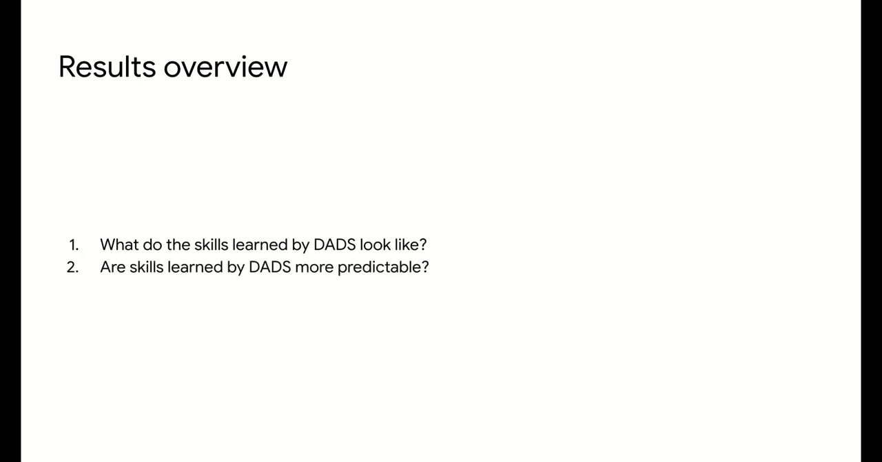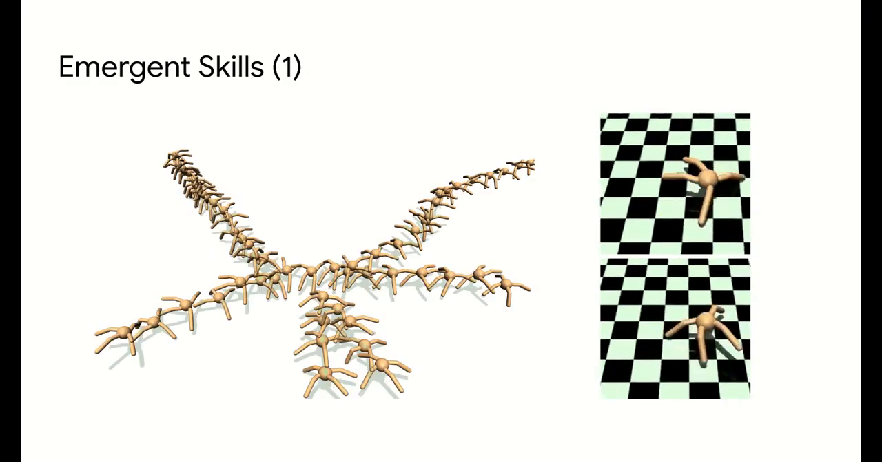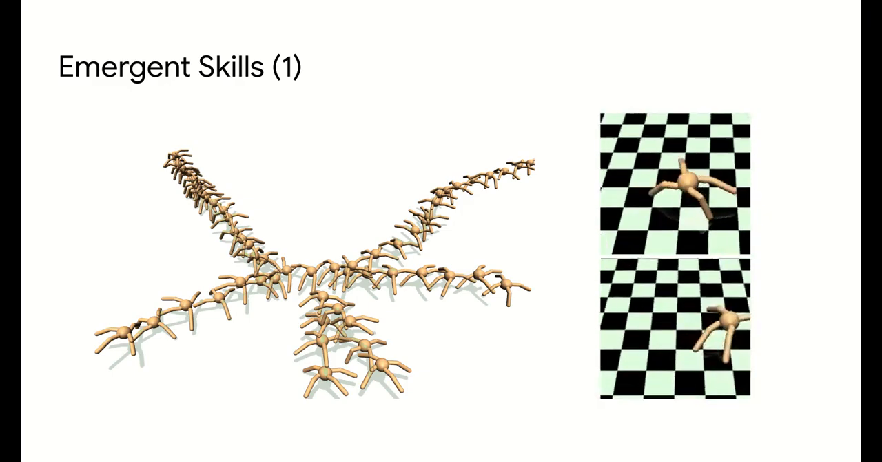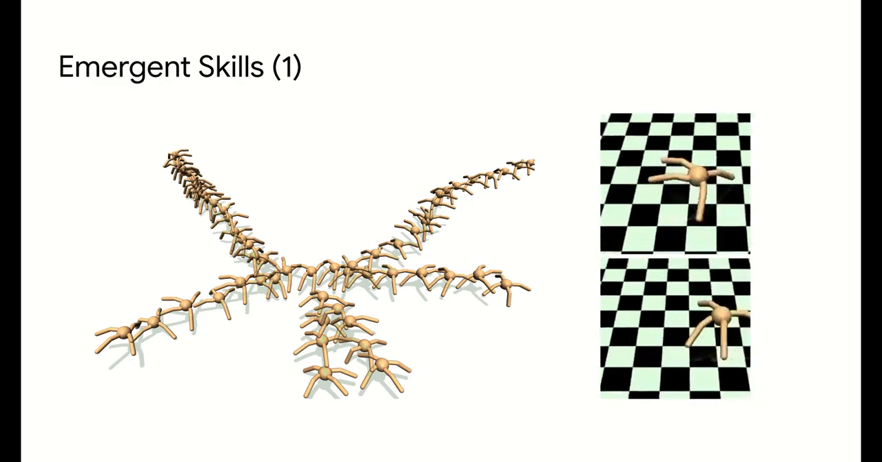For our results, we want to answer three questions. First, we want to look at what kind of skills are learned by DADS. Second, we want to answer the question whether the skills learned by DADS are actually more predictable. And third, we want to see if we can leverage the learned skills on downstream tasks. Particularly, we want to test model-based control using skill dynamics. To answer the first question, we visualize the skills learned by DADS in various MuJoCo environments.